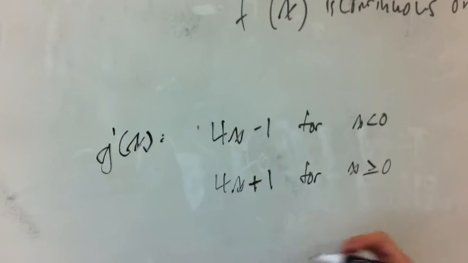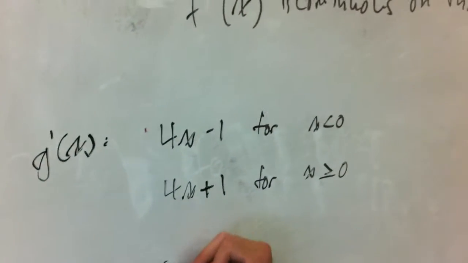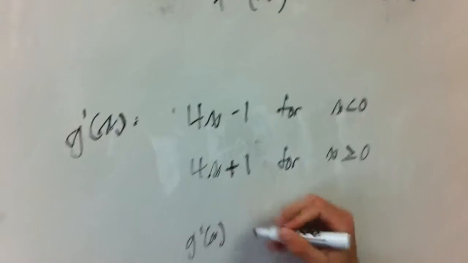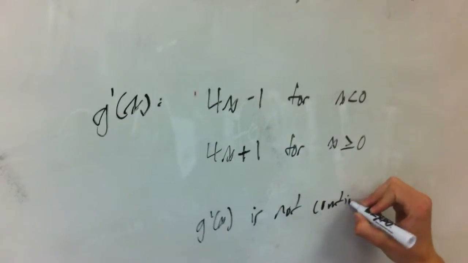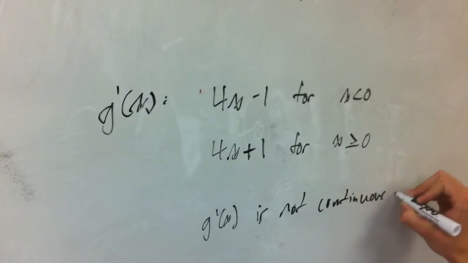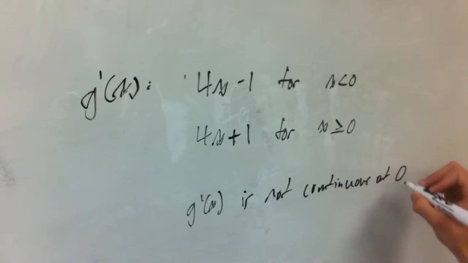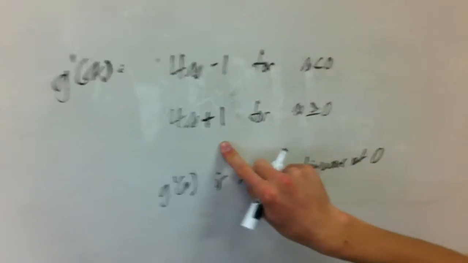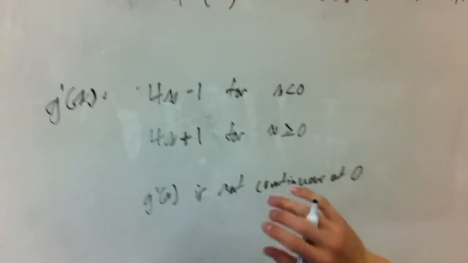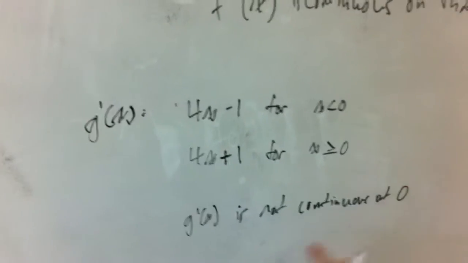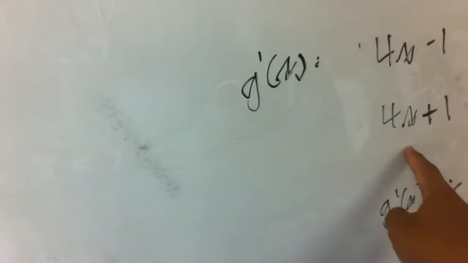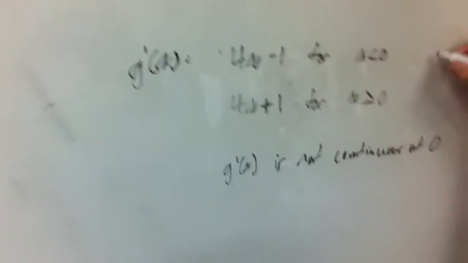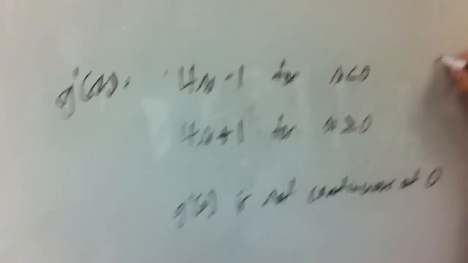So what that tells us is that g prime of x is not continuous at 0 because these functions are different and they don't equal each other at 0, so it's not continuous. If we plug the value of 0 in, it becomes 1 equals minus 1.